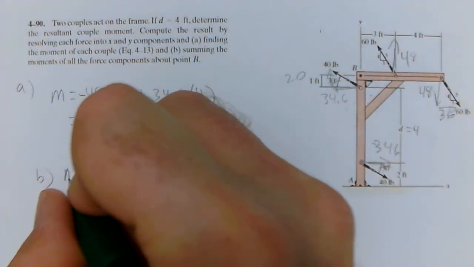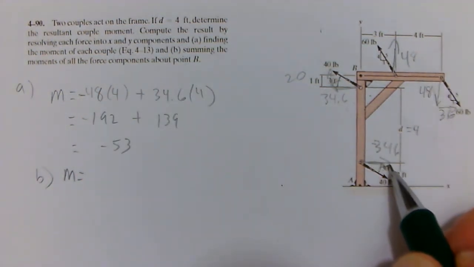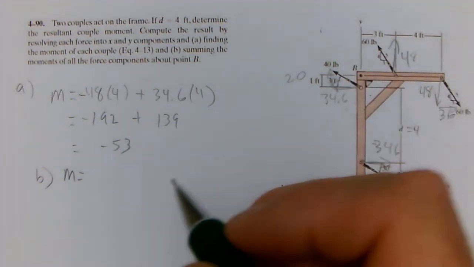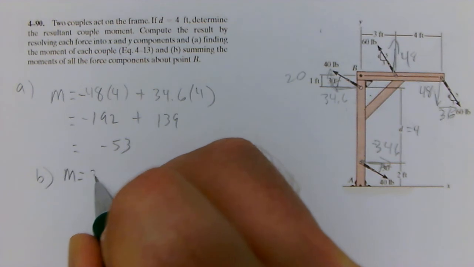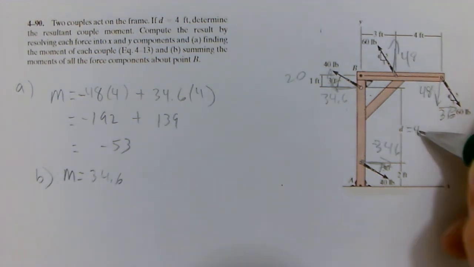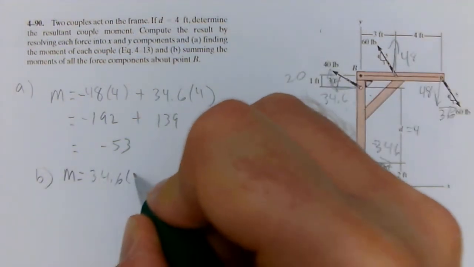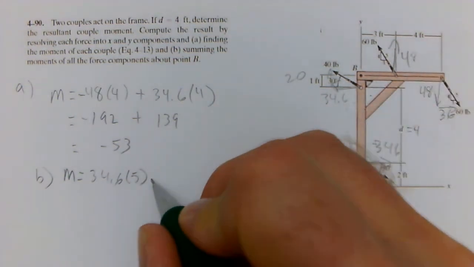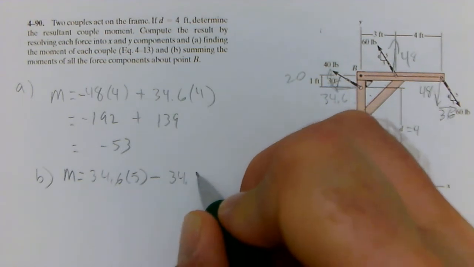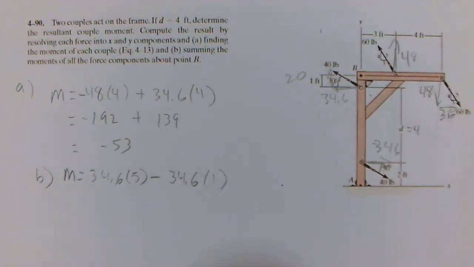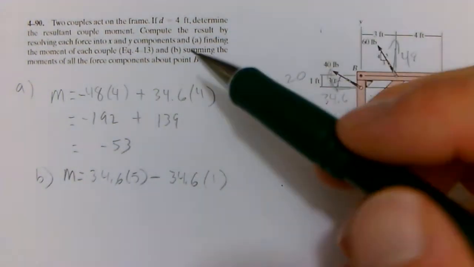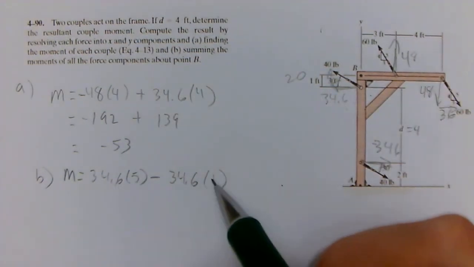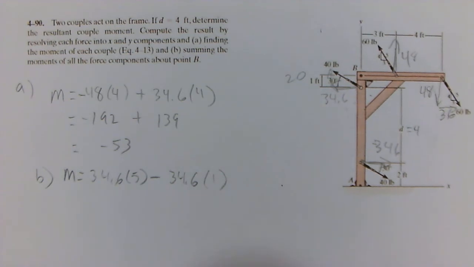So the moment is equal to 36, and that's causing positive rotation. So 34.6 times the distance of 5. This one's going to cause negative rotation. 34.6 times the distance of 1. And you can see right there that that gives us the same thing that we got in the moment, because we have the 5 minus 1 is 4.